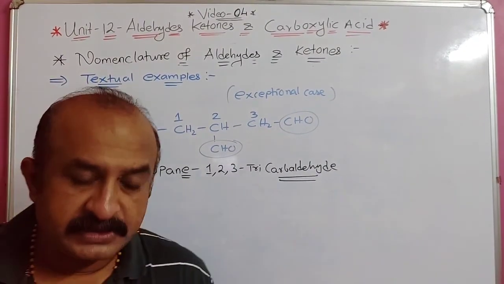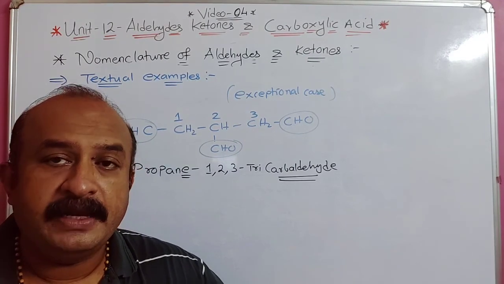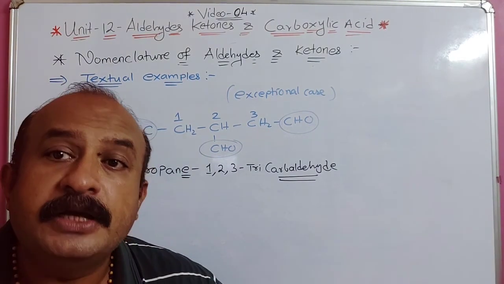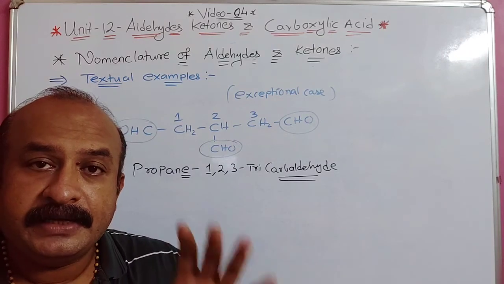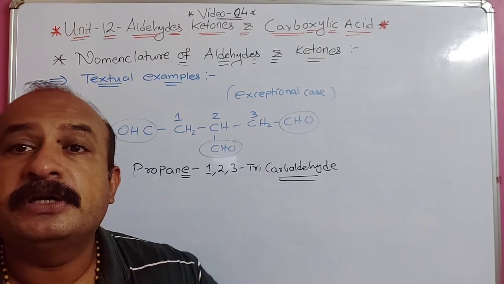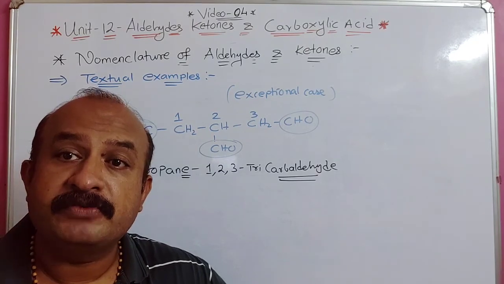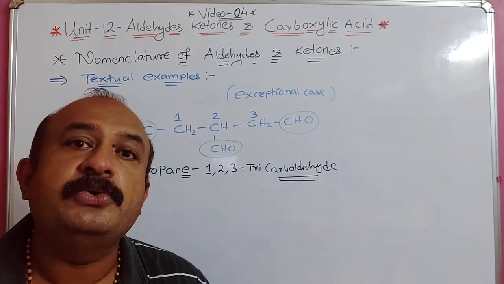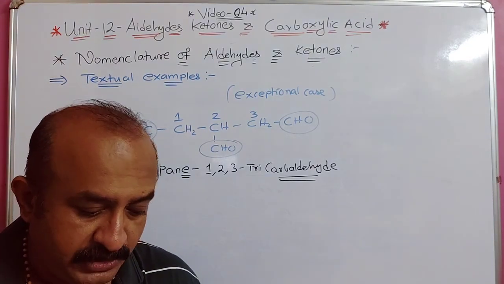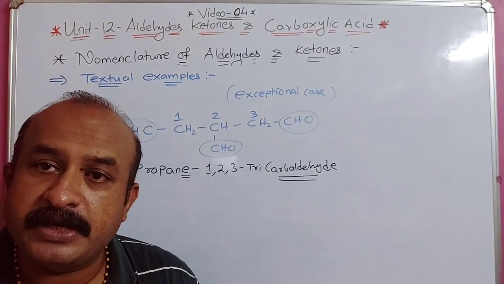So here we have discussed each and every textual example which is given here. Now in the next video I will be discussing table 12.1. In that they have given the formulas, common names and IUPAC names, but there are no numbers written. Means IUPAC names are given, but which number is put on which carbon is not written. So that we will be doing in our next video. Understood? In the next video we will be discussing table 12.1 and the textual exercise questions one by one.